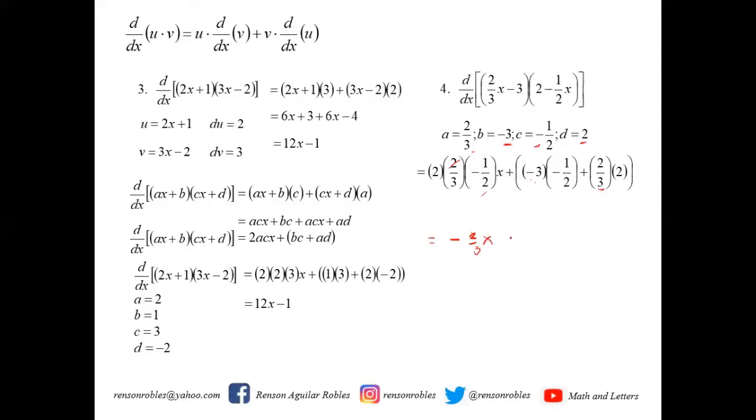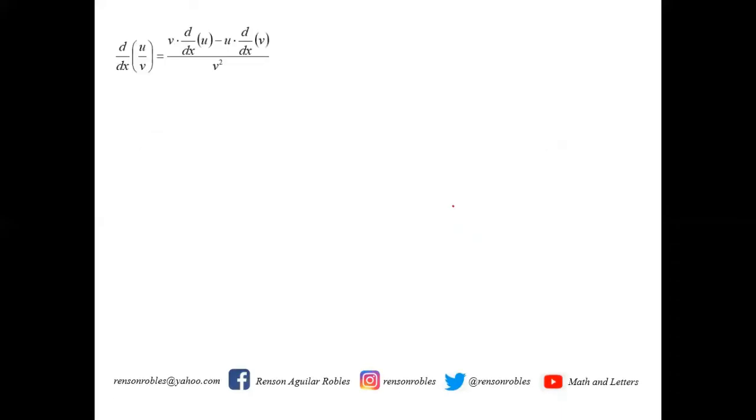And then here, plus, this is positive 3/2, then plus, yeah, positive 3/2 plus 4/3. And then we shall now have negative 2/3 x plus 17/6. Okay, next, for the derivative of quotient, this can be easily memorized as v du minus u dv over v squared.